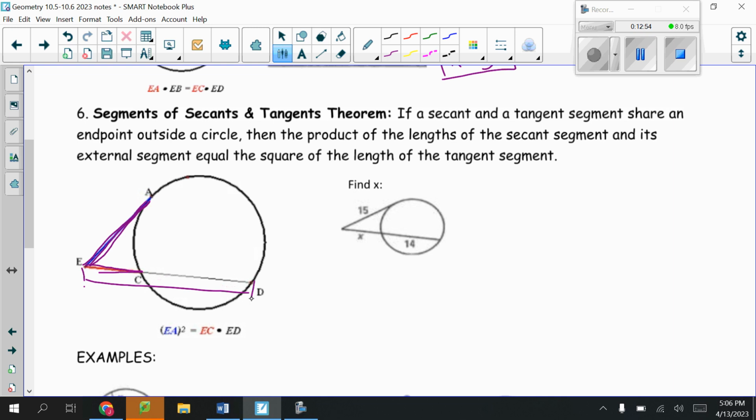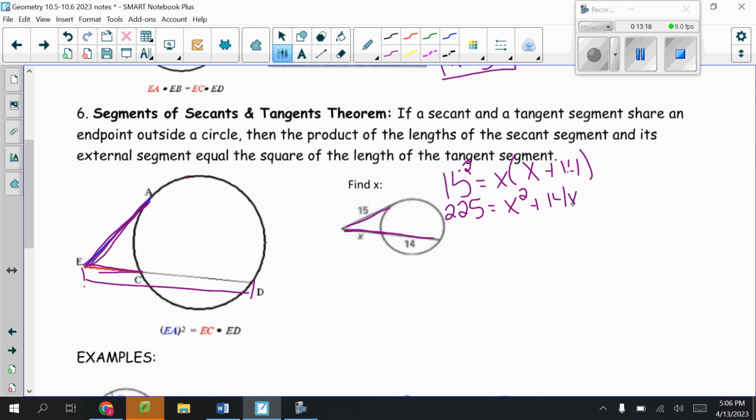I want to start with the tangent segment. That's 15. I square that one. So 15 squared equals the other one outside, x, times the entire inside, x plus 14. So over here, 15 squared gets me 225. x times x, x squared, plus 14x.